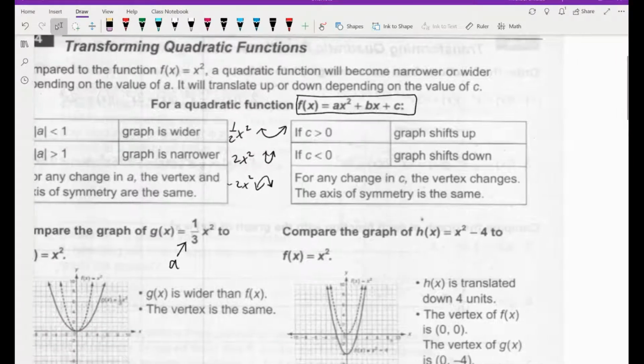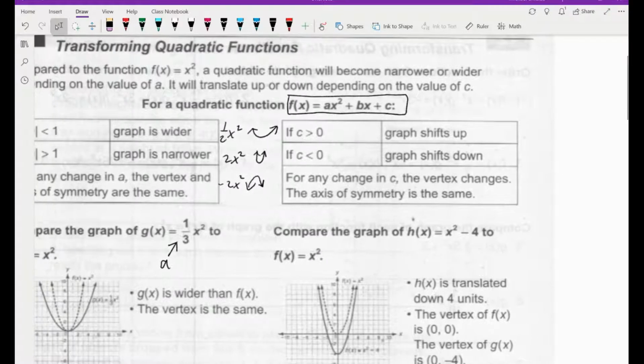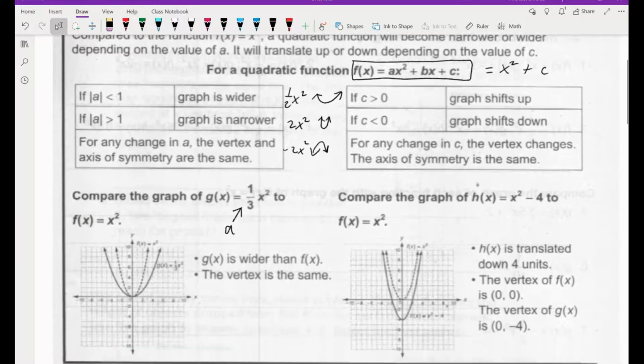And over here, sometimes we have it in standard form, or it could be even like this, x squared plus c form, when it looks like that. The c value just tells us whether the graph, if it's positive, the graph is shifting up, and if it's negative, it's shifting down. And that's what the table says here. We'll look at an example here.